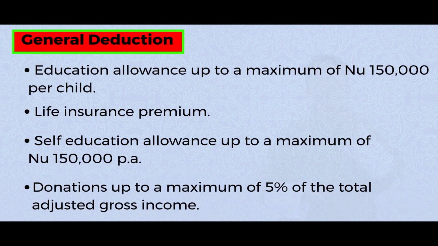Number one, education allowances up to a maximum of Nu 150,000 per child. This is as per the latest from the Department of Revenue and Customs, Ministry of Finance. Next, we have life insurance premium, which can be deducted from your liable tax. And next is self-education allowance, also up to a maximum of Nu 150,000 per annum. The last general deduction is donations, up to a maximum of 5% of the total adjusted gross income.